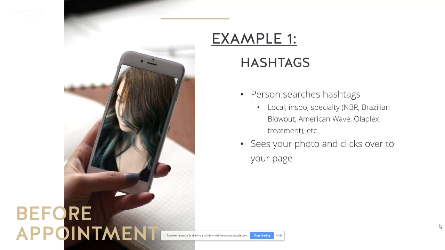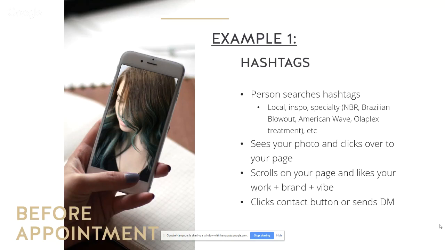They see your amazing bio, they read it, they know exactly who you are, what you do, where you're located, and they want to contact you. So maybe they scroll on your page, they like your work, they understand your brand, they see your vibe from that cohesive page layout. Then either they click the follow button, or they click the contact button, or they send you a DM. So they reach out and they start to contact you. Then they talk with you and book an appointment. So this is all the way from phase 1 to 4. And this would be an example of how somebody found you through a hashtag.